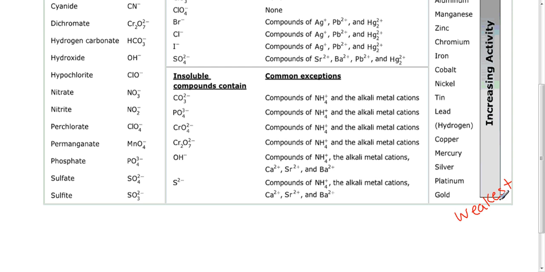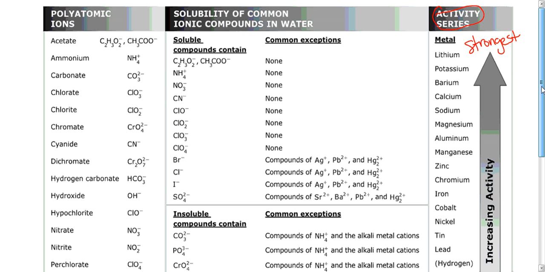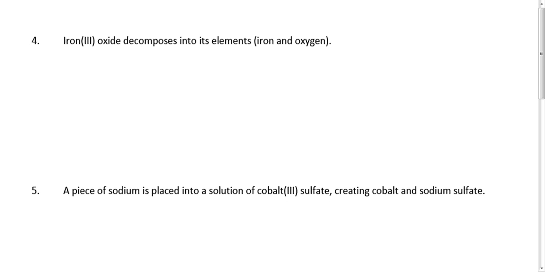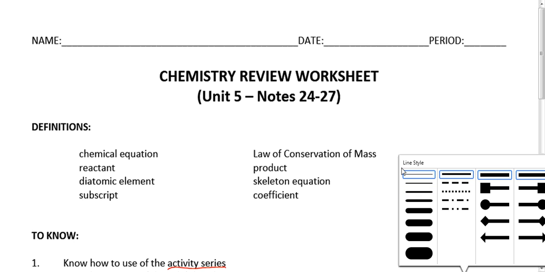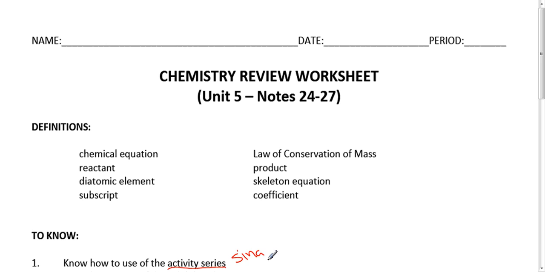And we use these for single replacement reactions to see if a metal is strong enough to replace another one. So if I wanted to find out, is calcium strong enough to replace zinc? Yes, it is, because it's above it on our table here. So we are only going to use our activity series for single replacement reactions. And we'll review what those are as we continue to look at some of the reactions below.